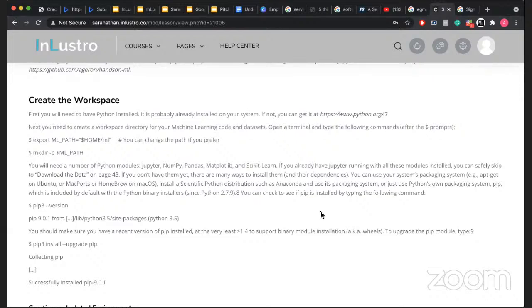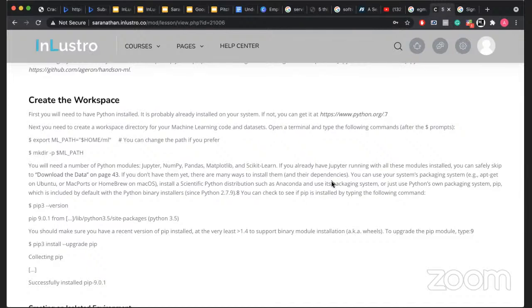So to create the workspace, you need to have Python installed. It's already probably installed in your system. If not, you can visit the official Python website to install Python into the system. And you need to create a workspace directory for your machine learning code and datasets. You can open a terminal and type the following commands. Export ML_PATH equal to home, where you change the path if you prefer, and then you make the directory $ML_PATH. You install a couple of Python modules.